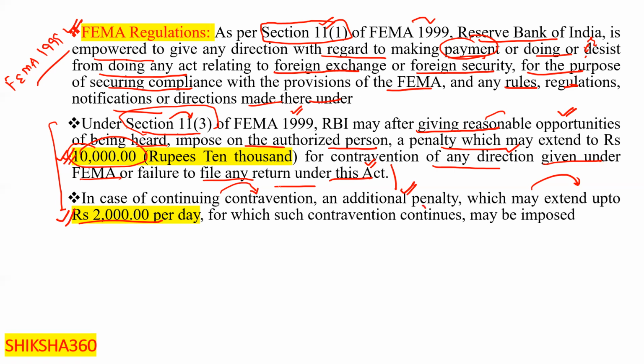You have to remember that the definition regarding the FEMA for doing all these activities is given under section 11.1. And for penalties, if not complying with guidelines, they have to pay a penalty of rupees 10,000. And if they continue doing these things, then they have to pay an additional rupees 2,000 per day for which such contravention continues.